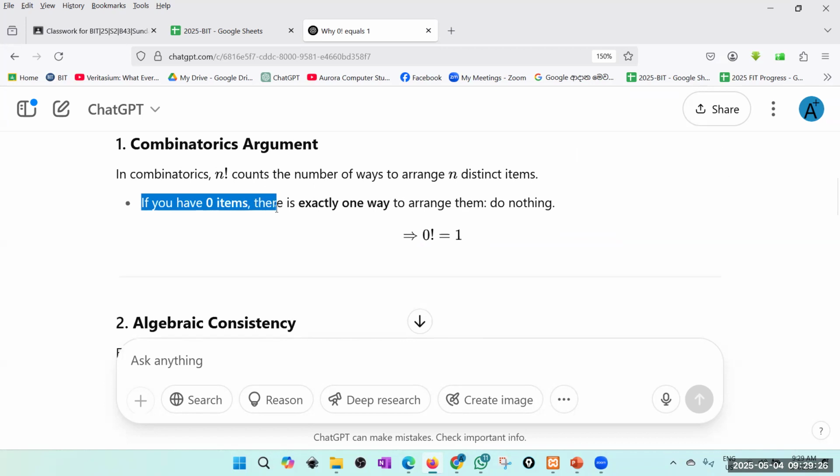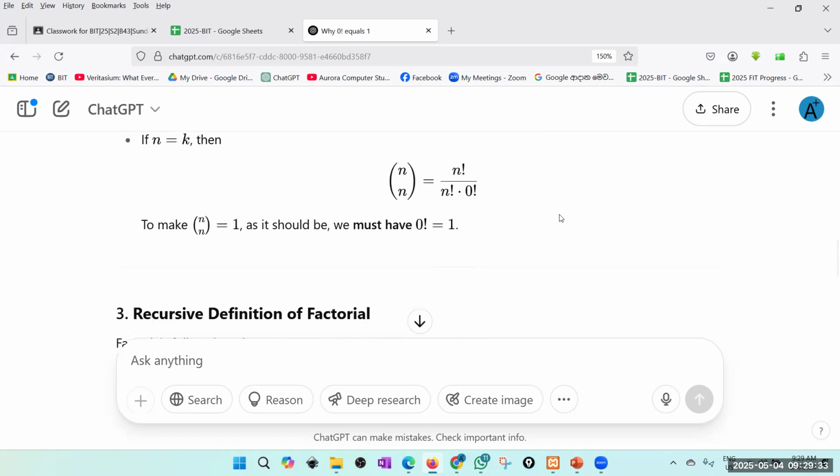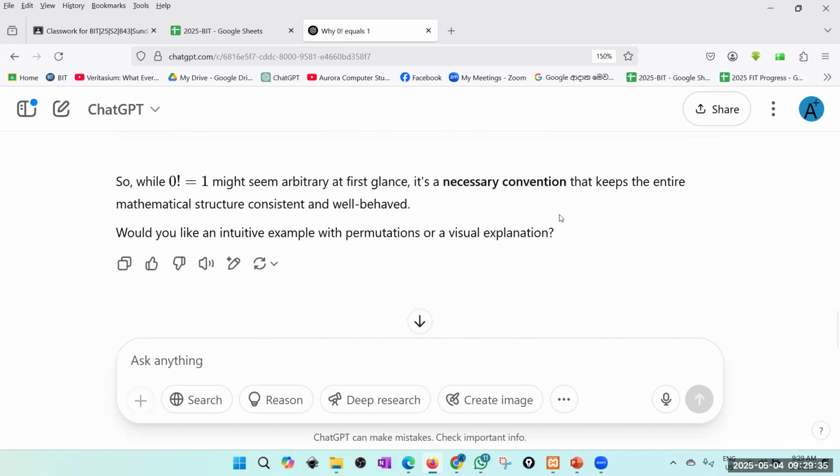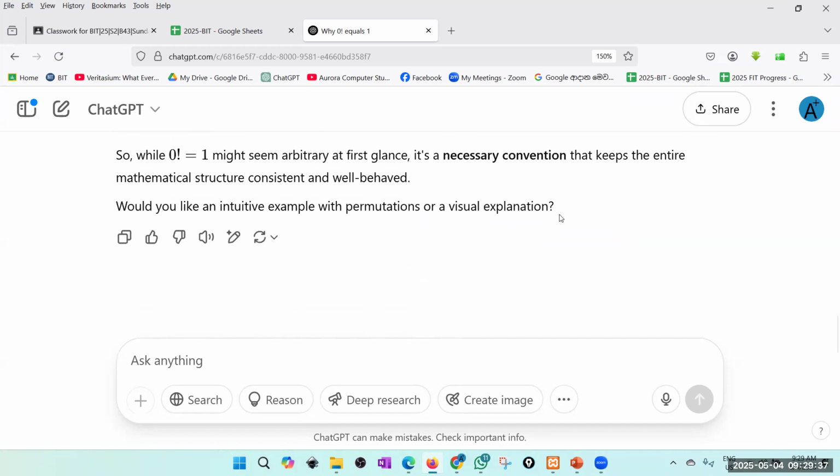If you have 0 items, there is exactly one way to arrange them. Do nothing. Okay? Do nothing. So while factorial 0 equal 1 might be arbitrary.